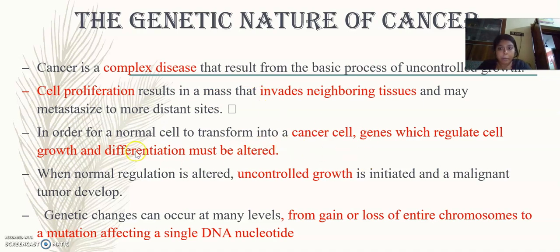of the body. Now, in order for a normal cell to transform into a cancer cell, there are certain genes which regulate it. So genes which regulate the growth and differentiation of the cell, the genes which regulate the total number of cells in our body, these genes basically malfunction. These genes basically undergo mutation.